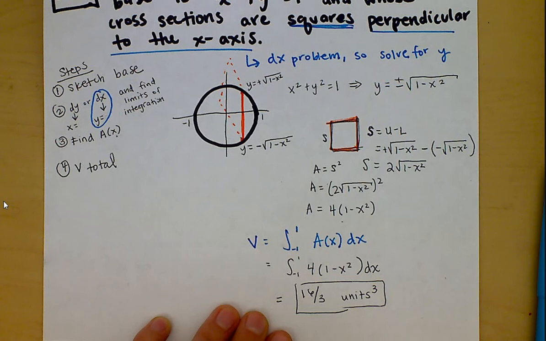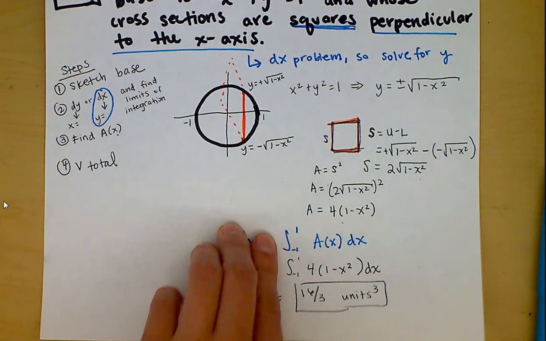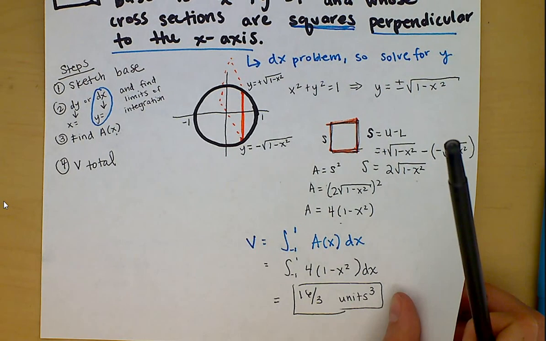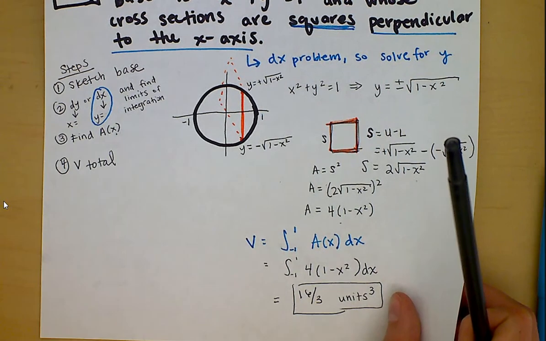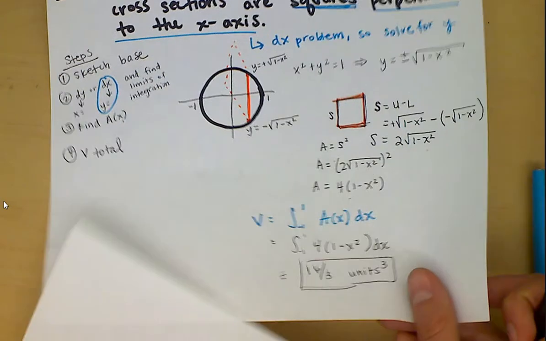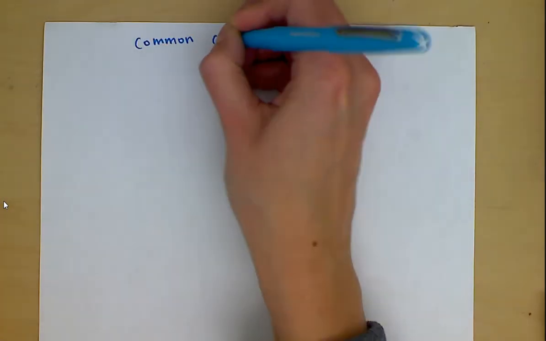Okay, we're going to do one more, or actually, your next piece of notes, we're just going to talk about common cross sections. In this one we did a square, and as we saw in the GeoGebra tool, there were squares, triangles, and semicircles. But we're just going to figure out what some common ones are. So, common cross sections.